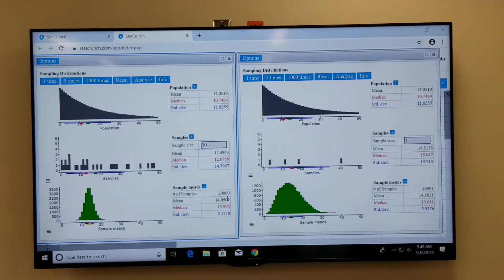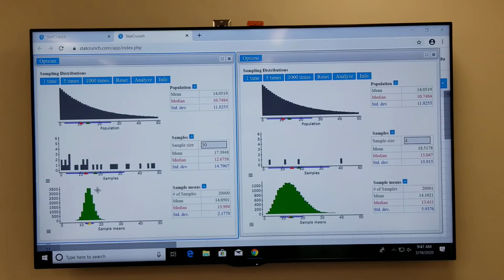So after 20,000 times, look at that distribution. Well, first of all, look at the mean. The mean of my sample means is pretty darn close to my population mean. The standard deviation of my sample means, well, I bet if I take 11.8 and divide it by the square root of 30, I'm going to get something close to 2.1, 2.2. Let's see. 11.8255 divided by the square root of 30 is 2.15903, pretty close to this standard deviation here. So those two patterns are definitely holding up.